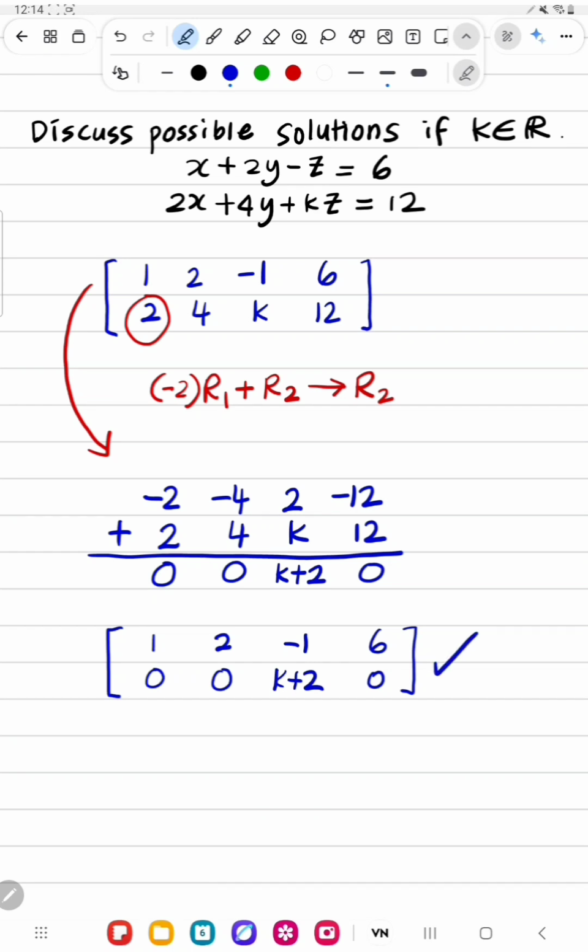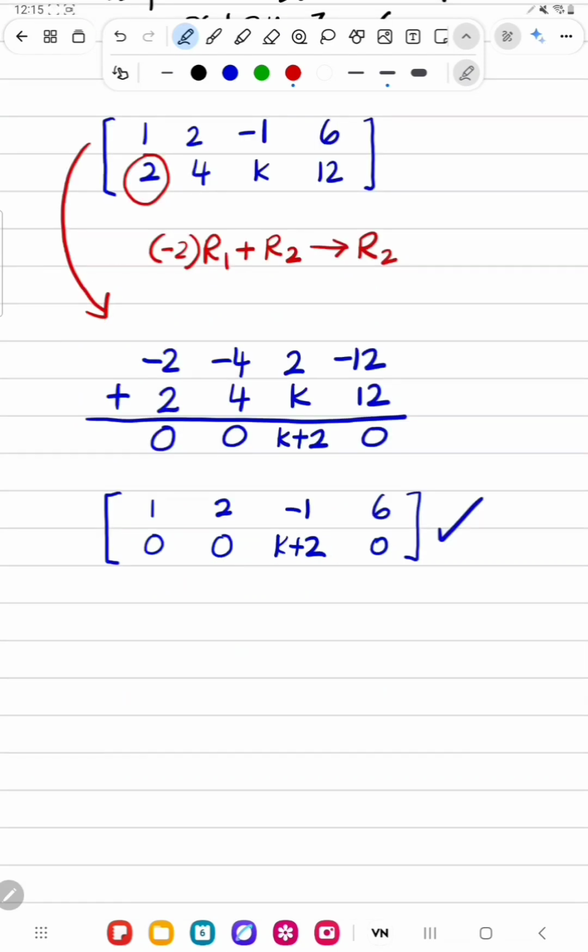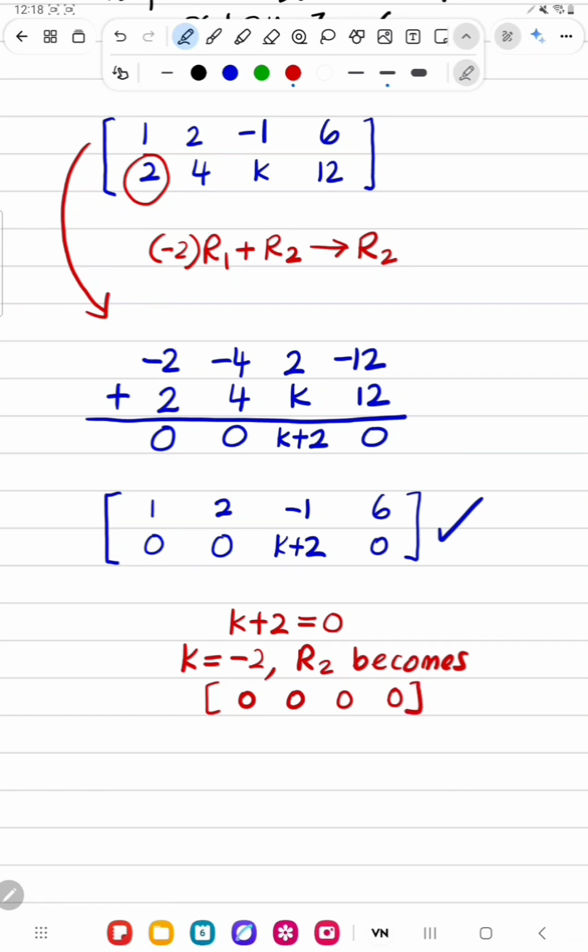Look at these matrices. Can you figure out the type of solutions? What happens if k plus 2 is 0? So if k is minus 2, row 2 becomes 0, 0, 0, 0. Can you figure out, is the solution a line, a plane, or no solution?